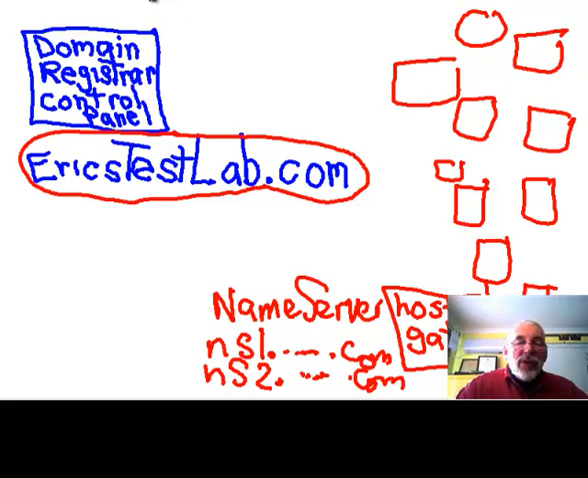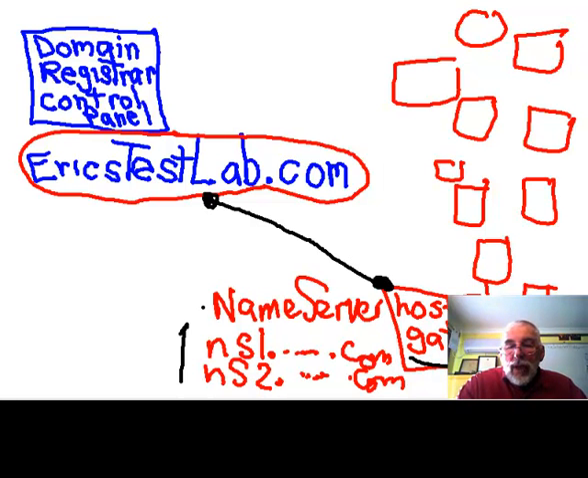Okay, so what you do with those name server addresses, you go back to your domain registrar, you log into the control panel, and you enter these name server addresses into the control panel for the domain name you've registered. If you've got different domain names, you can have different domain names going to different web hosts. When I connect ericstestlab.com to the web host, we'll be logging into the control panel, putting in the name server addresses, and that will connect this domain name to the HostGator system. Then I'll be able to put all my files into my account at HostGator, and when somebody types in ericstestlab.com, they'll be connected to HostGator.